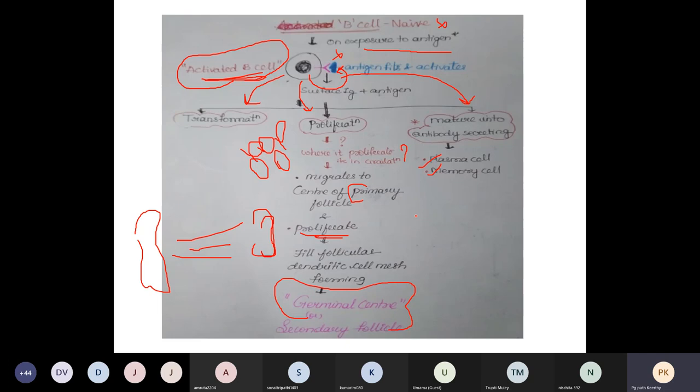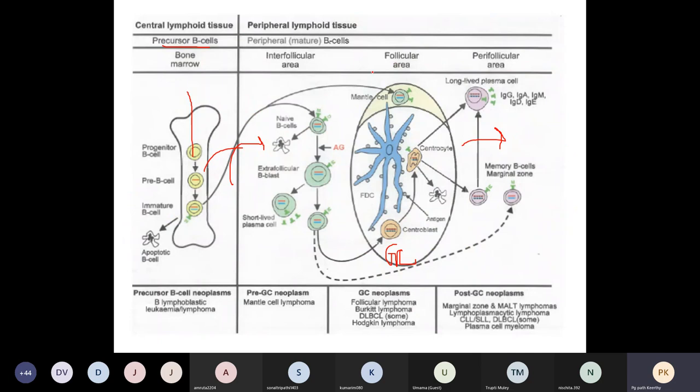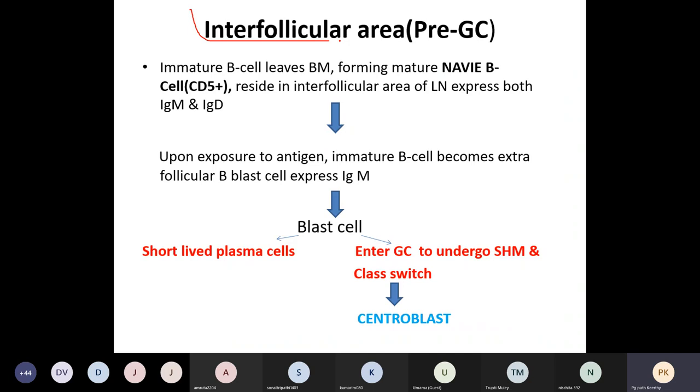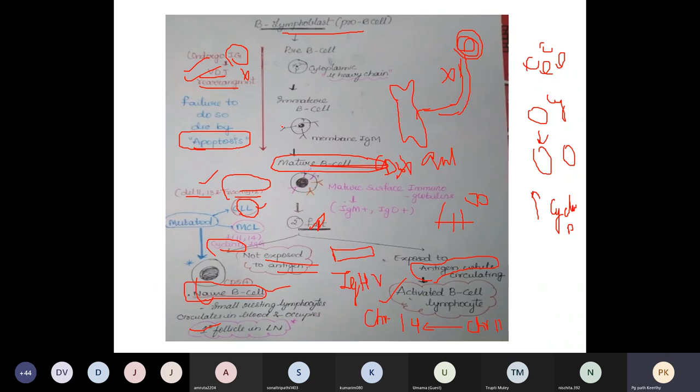Okay. Now next. So this was the story till it reached your germinal center, right? We finished the bone marrow journey, and we finished till here. So we are going to the next phase now. Next phase is what? Interfollicular area. So now it has reached your lymph node. We finished the first phase of the journey, so coming to the second phase.